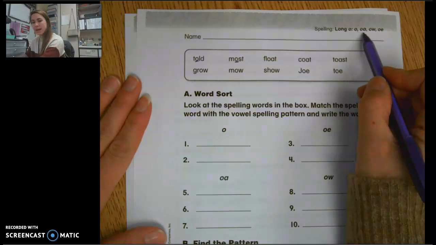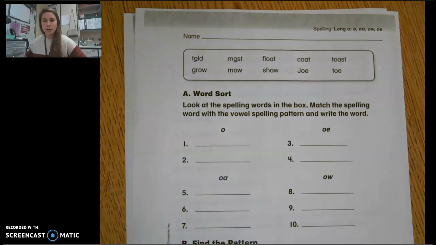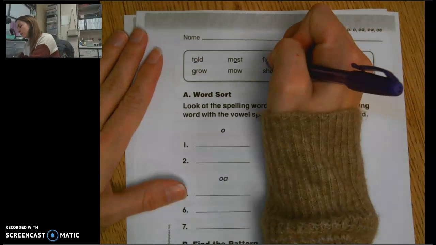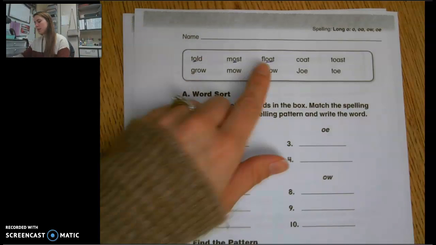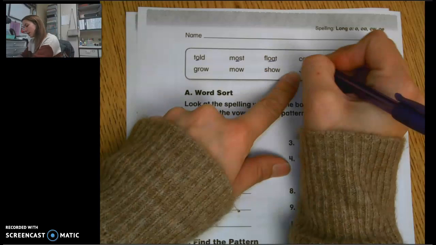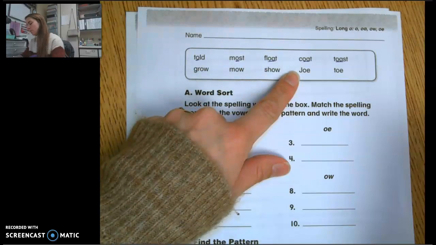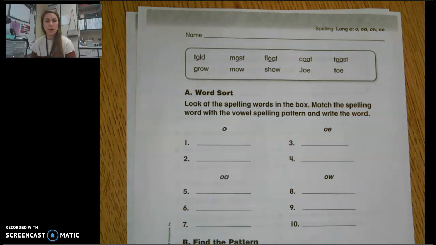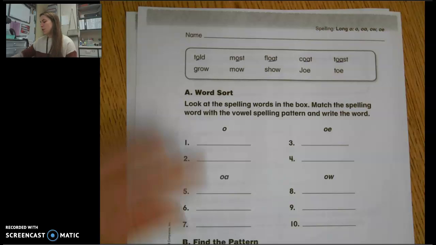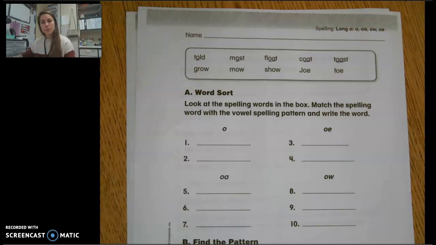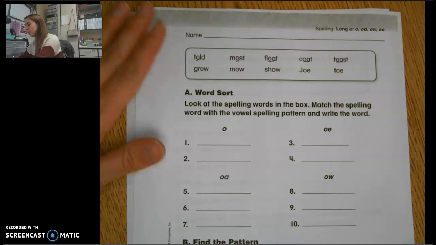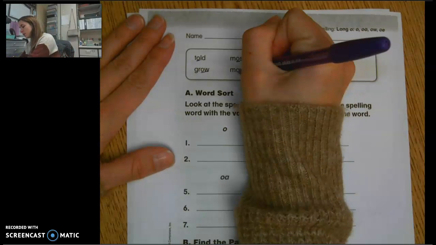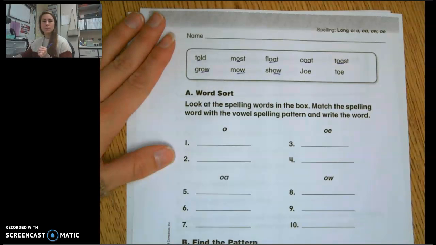You have OA together, where you have that rule of two vowels go walking and the first one does the talking. So that OA together can make a long O sound, like in the word float, like in coat and toast. So all of those words have a long O sound that has an OA. You can also have OW. So OW together will also often make a long O sound, like in grow, mow, and show.